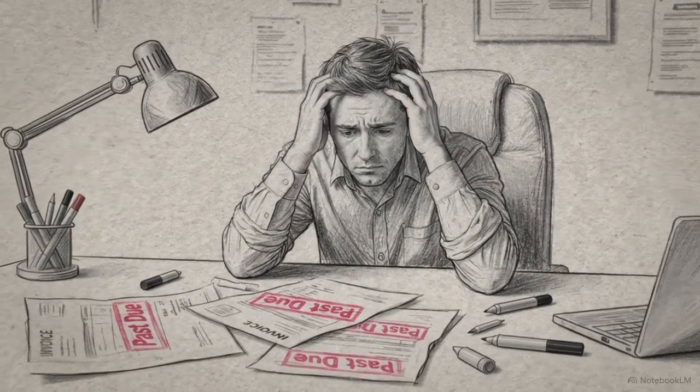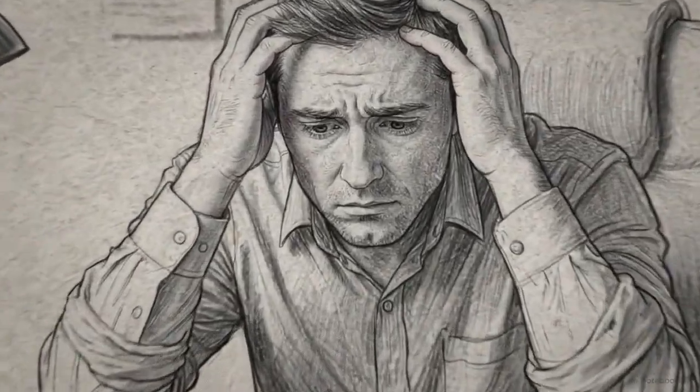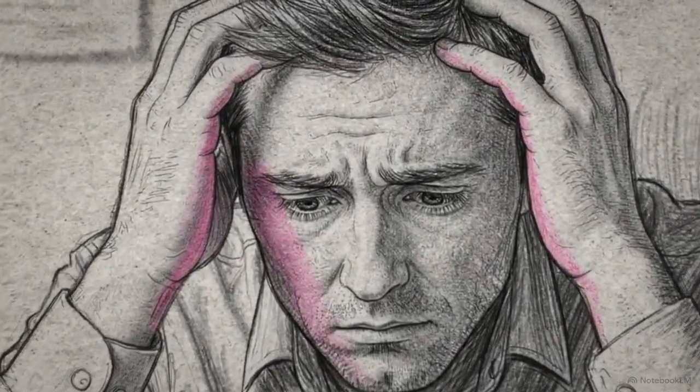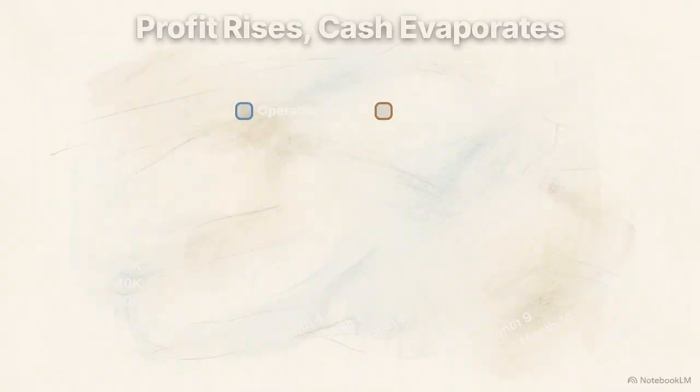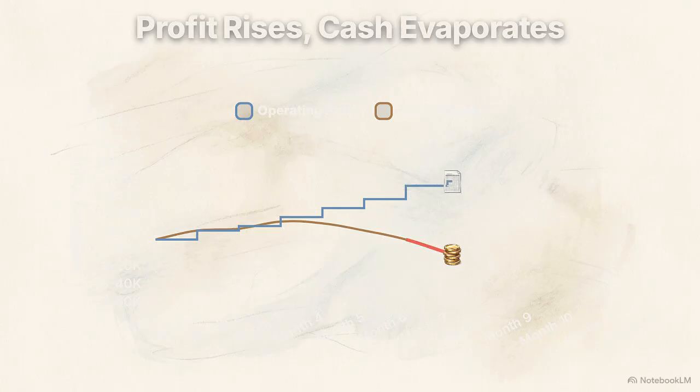A company can show record profits on its income statement, yet simultaneously run out of cash and face immediate insolvency. Accrual accounting maps economic events. It records revenue when a sale is made and matches expenses to that revenue, but it does not map the hard reality of physical liquidity. As operating profit climbs on paper, the actual cash balance can easily dip below zero.